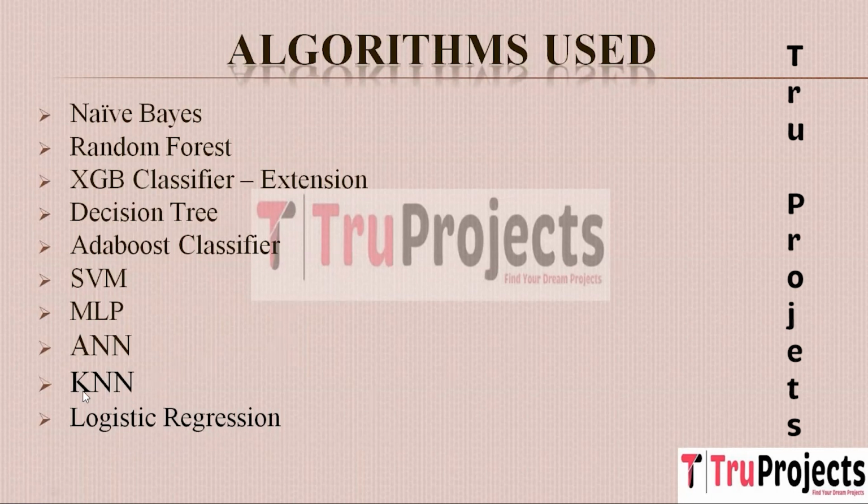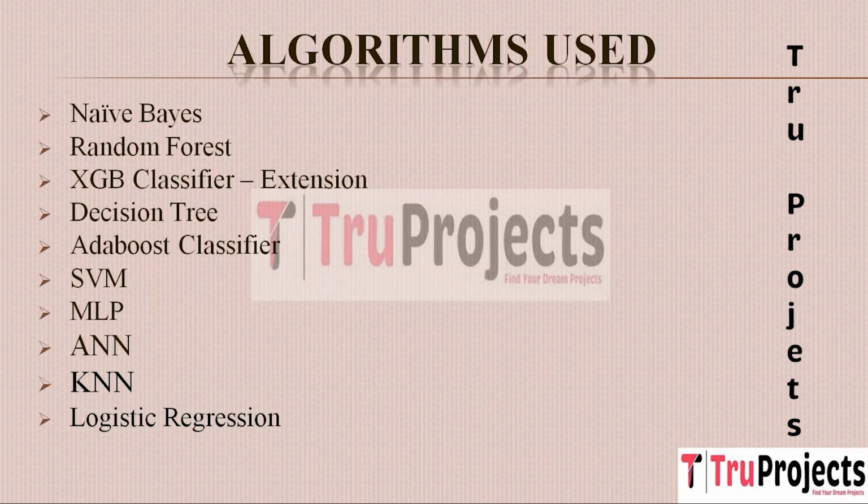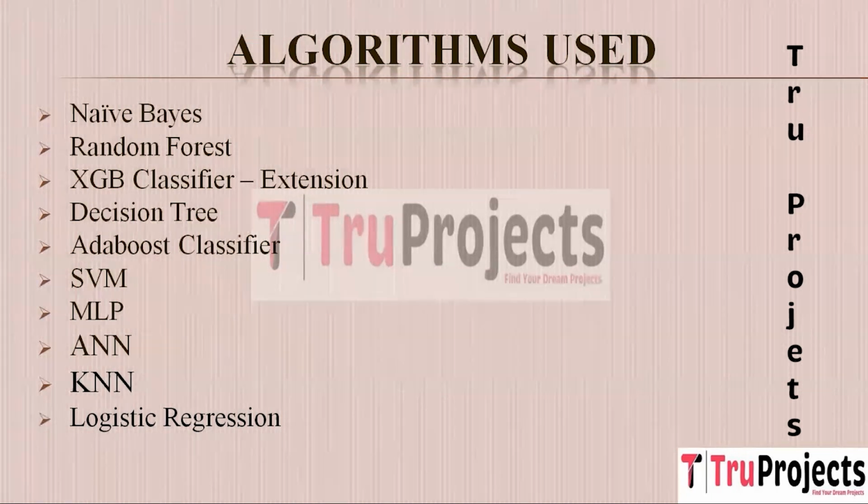The next one is K-nearest neighbors, KNN. It is a non-parametric method classifying text based on similarity to neighboring samples, useful for text similarity and clustering tasks. The last algorithm used is logistic regression. It is a linear model estimating class probabilities suitable for binary and multi-class text classification with a focus on interpretability.